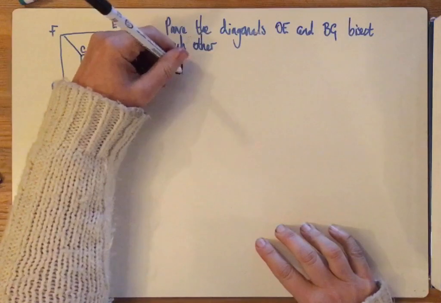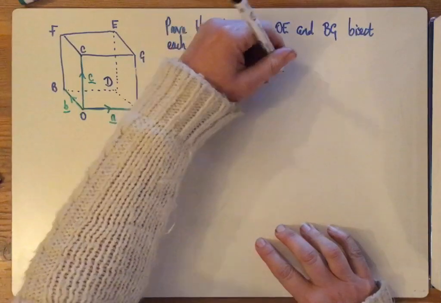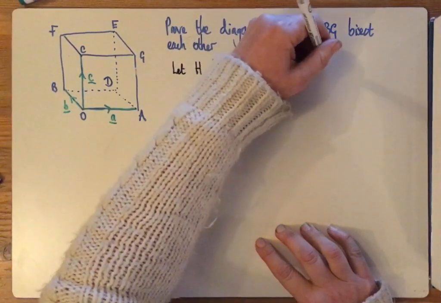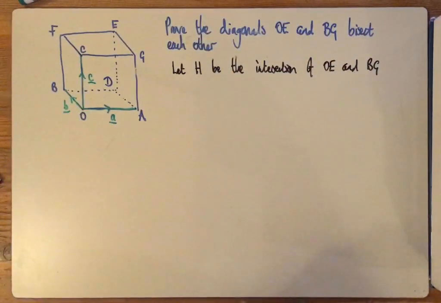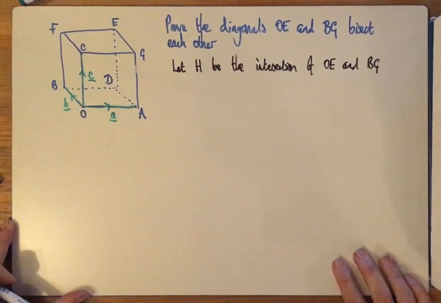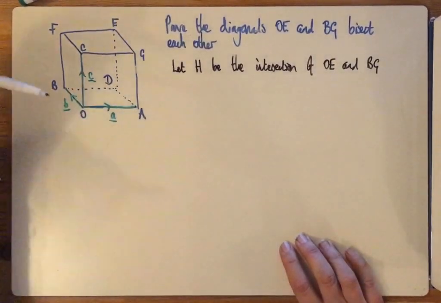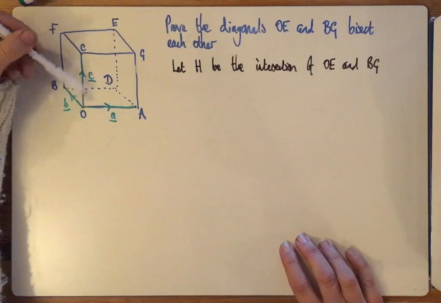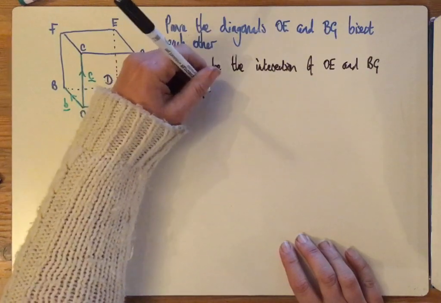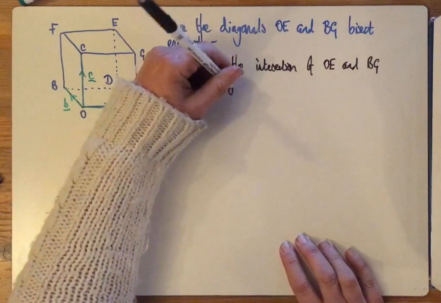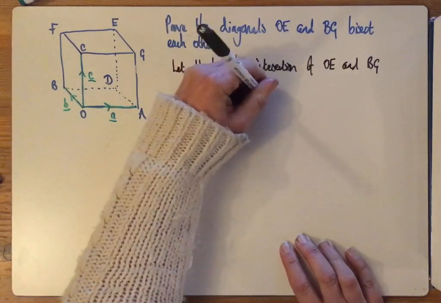So we're going to let H be the intersection of OE and BG. And the trick with these questions, I know we did them in 2D, but this is just a 3D example, is to get to H in two different ways. So I want to go along this diagonal OE. So OH is going to be a little way along OE. We want to actually prove that R is a half, and then it's bisected.